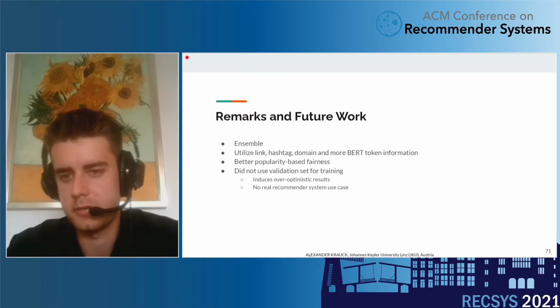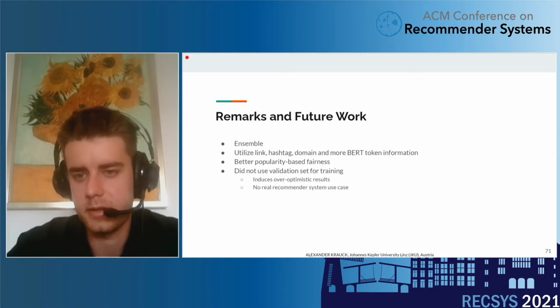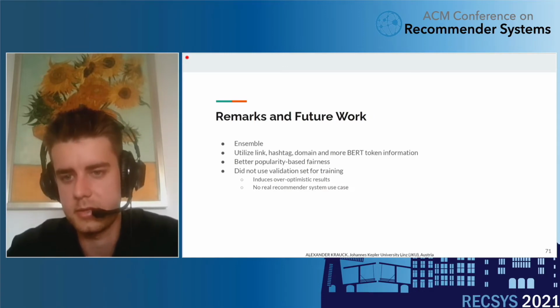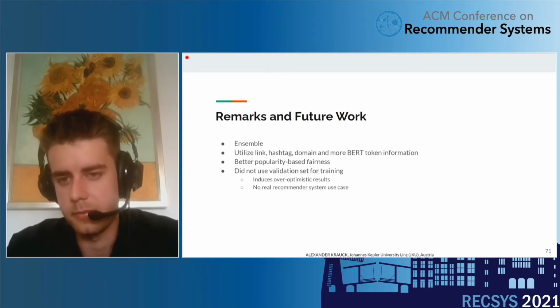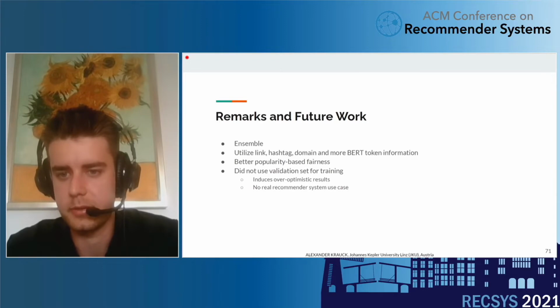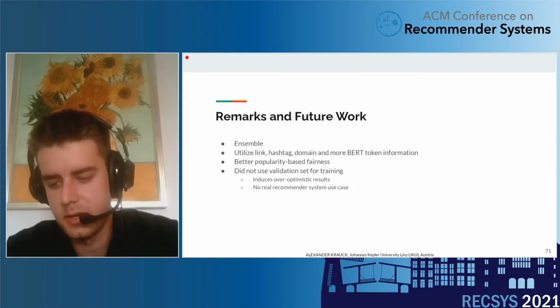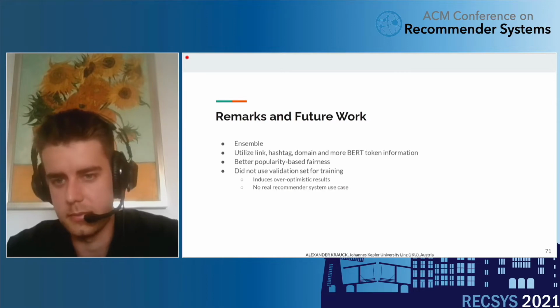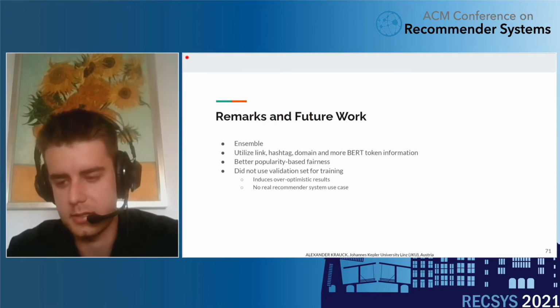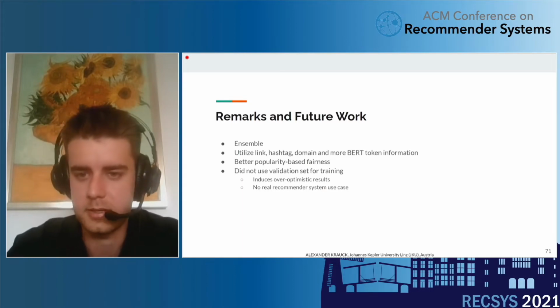Also, I want to mention that we did not use the validation set for training, as this induces over-optimistic results, of course, because the distribution of the 1 week time frame where the validation and test set are present is different from the train sets, and in a recommendation system use case, this is not very useful, because you usually want to predict for the future and not for the past.